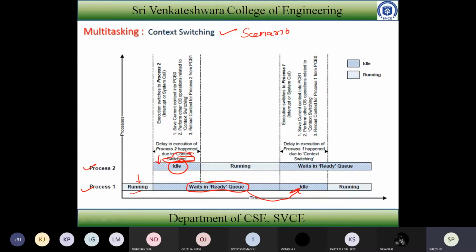Whenever the context switch comes, what will happen? The execution switches from process 1 to process 2. When it is switching from process 1 to process 2, what does it have to do? First, it has to save all your current context in the PCB, that is your process control block. There you are going to save all your context, that is, at what part that particular process has been stopped.